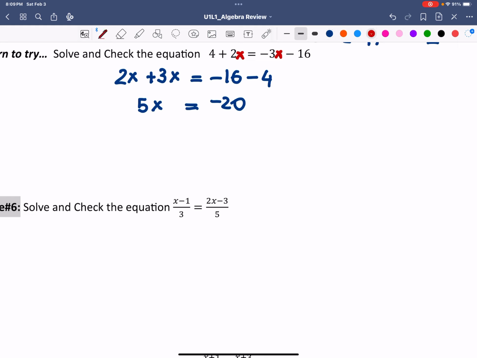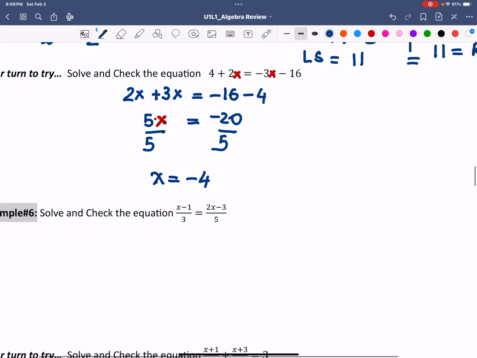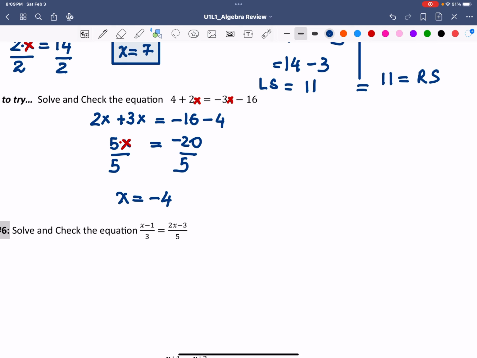Now we're isolating x from number 5, which is multiplying x in this case. And that means that we have to divide by 5 both sides, and then we have x equals negative 4. That's the solution. If you want to check the answer, again, we perform a formal check.